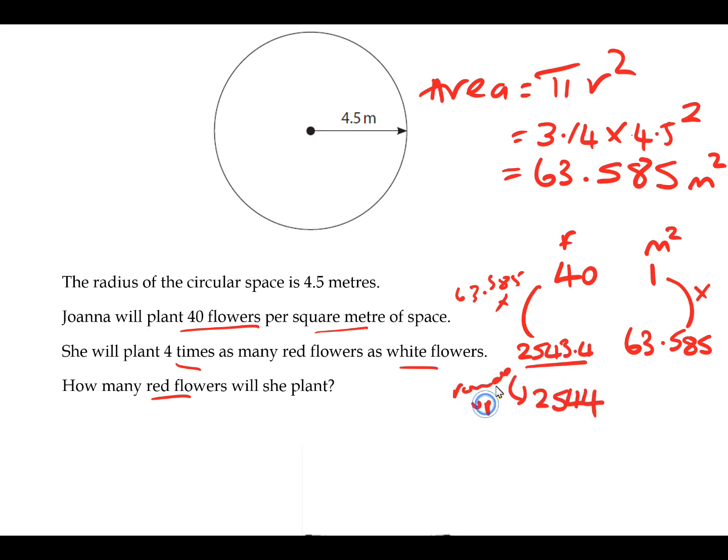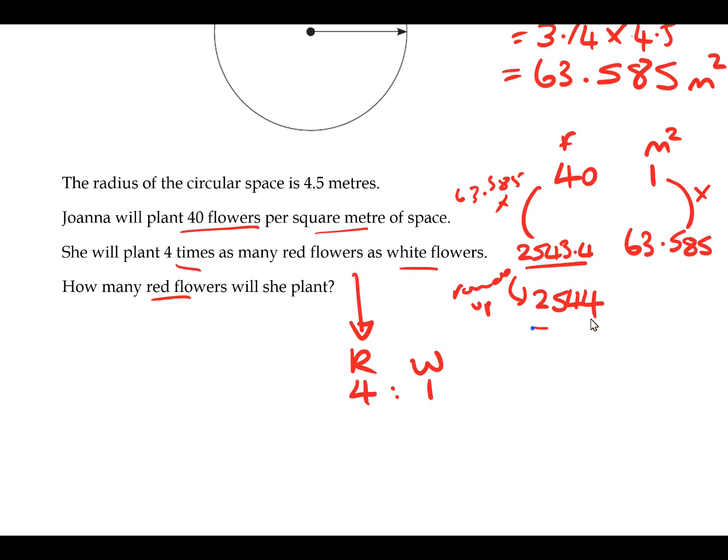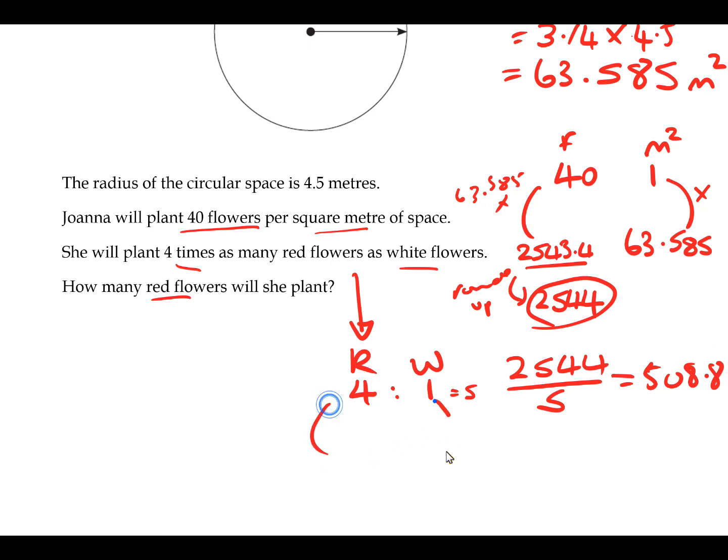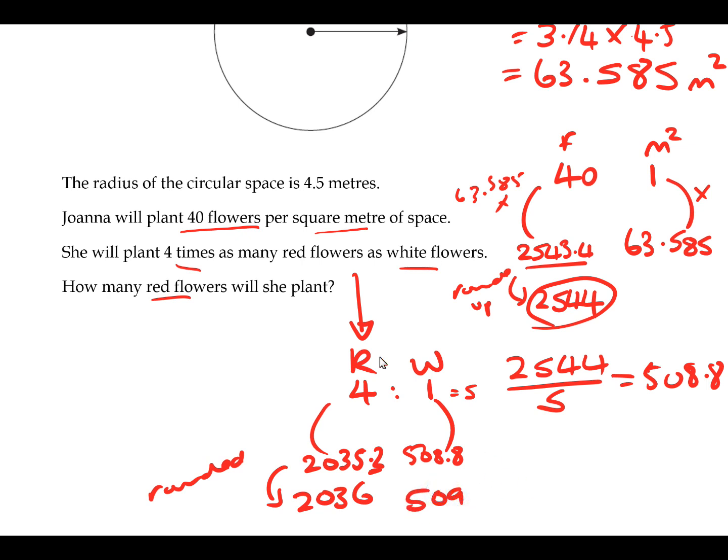So our final relationship is there are four times as many red flowers as there are white. So there are 4 of these for every one of these. We have our total number of flowers here, so this is a totals ratio. We need to divide that by 5, our total number of parts, and our scale is 508.8. So let's just do that. 4 times 508.8 is 2035.2. I've left the decimals there so that we can do the rounding. So rounded, we have 2036 plants because we can't have 0.2 of a plant, and 509 plants. So red 2036, white 509.